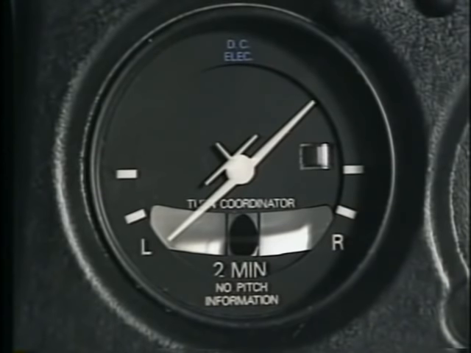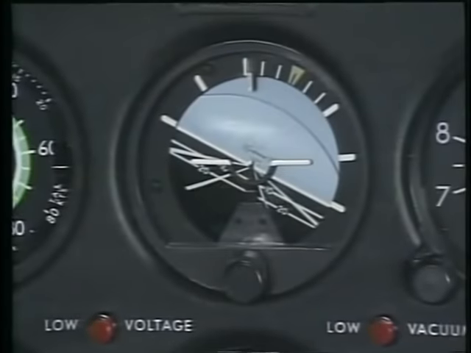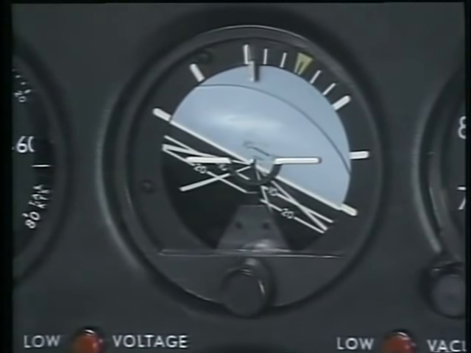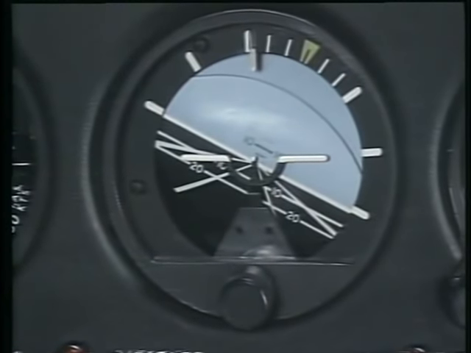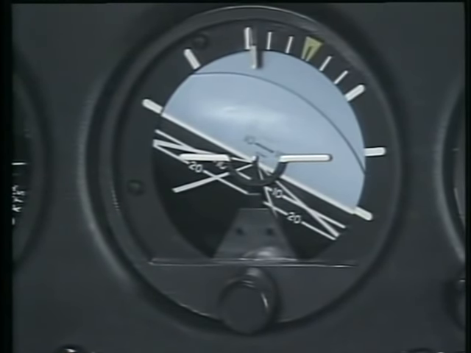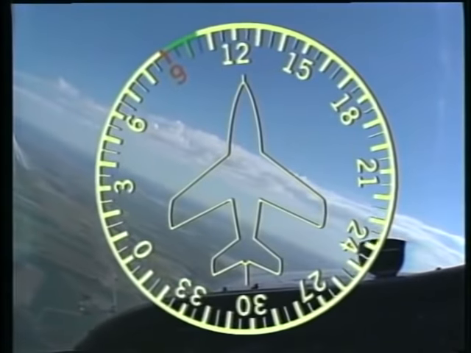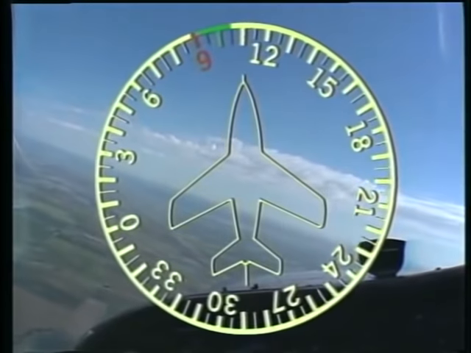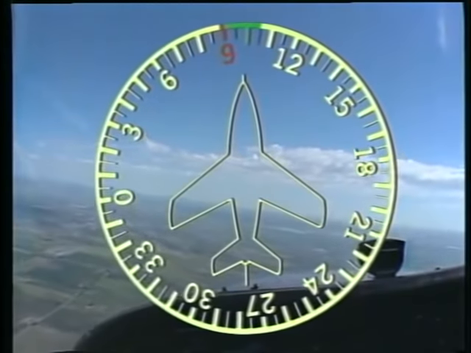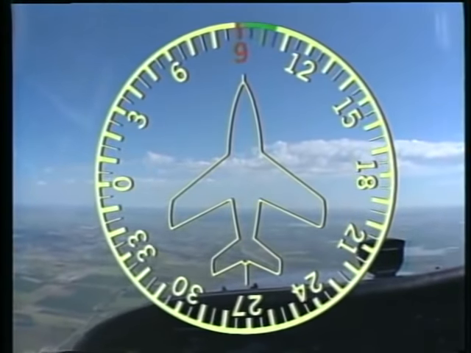When you are rolling out of a left turn to a specific heading, you should lead your rollout by about half your bank angle. In other words, if you are in a 30-degree bank and you want to roll out on the heading of 090, you should begin your rollout at 105 degrees or 15 degrees before the desired heading.